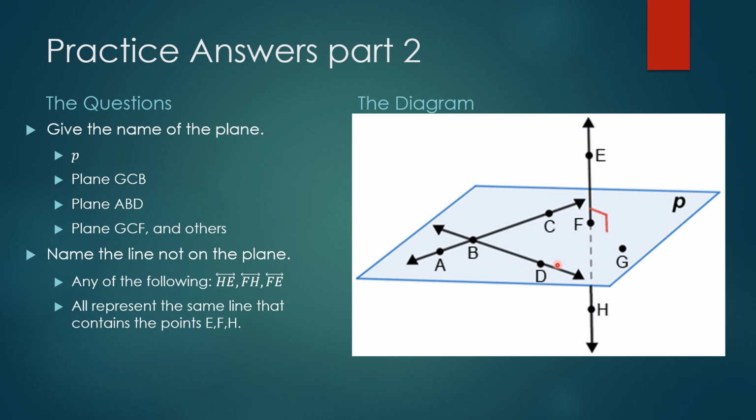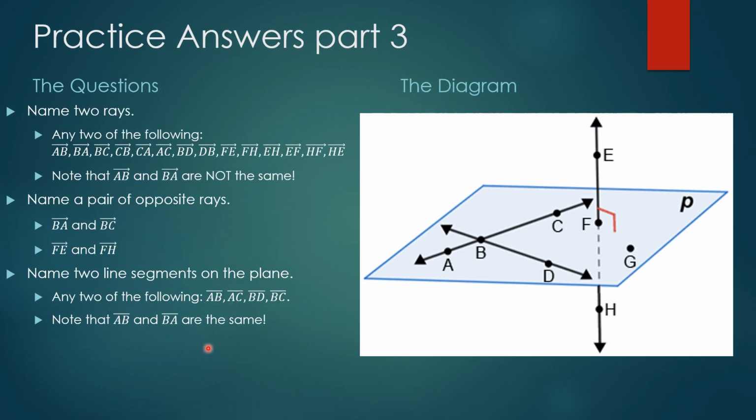Plane P, we can give a bunch of different answers. P is the simplest, of course, but then we could also pick 3 coplanar points to describe this same structure. I want to repeat, it's the same structure, just given different names. If I want to name the line that's not on the plane, that is simply EFH. Now we can use 2 of those 3 letters, and remember to put the symbol of the double arrow on top to signify line.